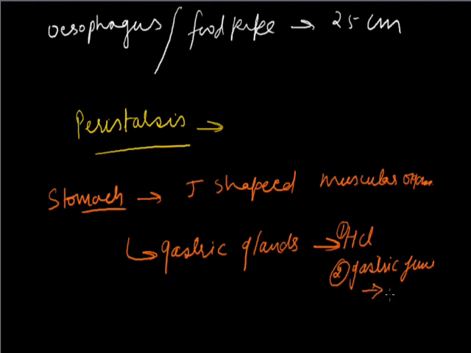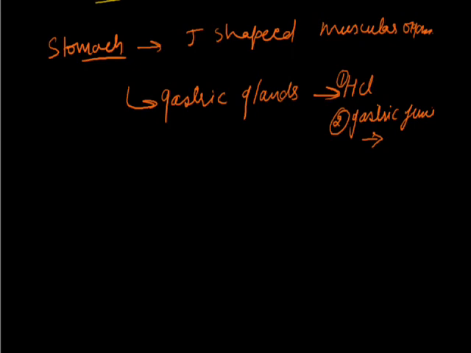Now regarding the enzymes which are present in gastric juice, these are the various enzymes. The first important enzyme present in gastric juice is pepsin. Pepsin is a major enzyme of gastric juice which functions only in the acidic medium. It hydrolyzes proteins into peptones.